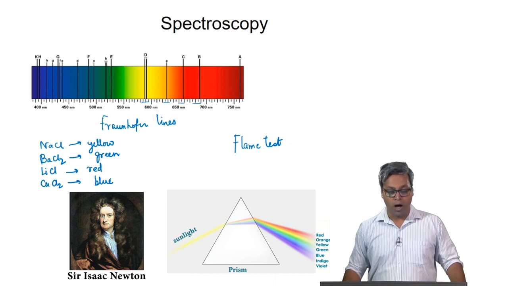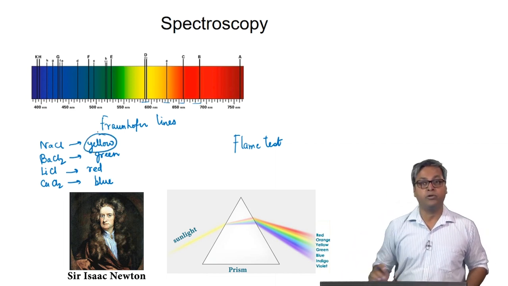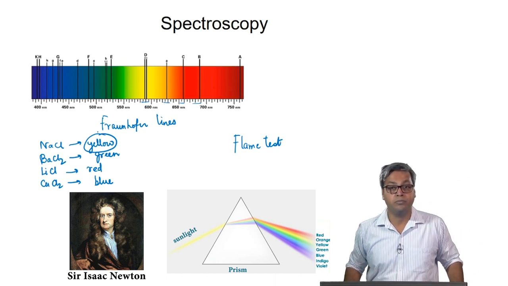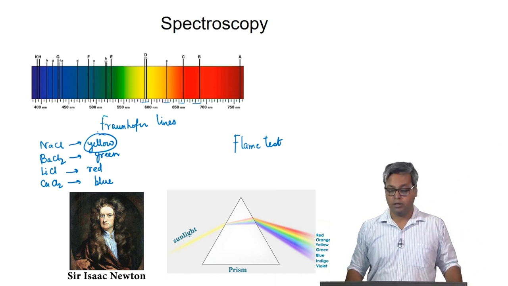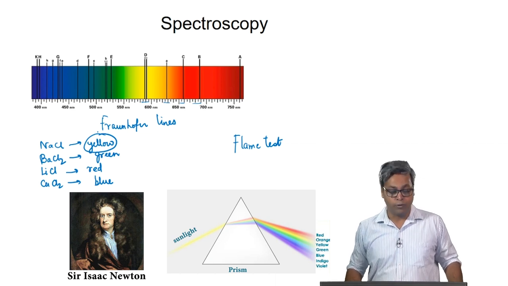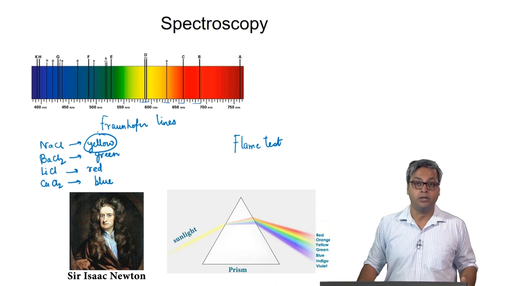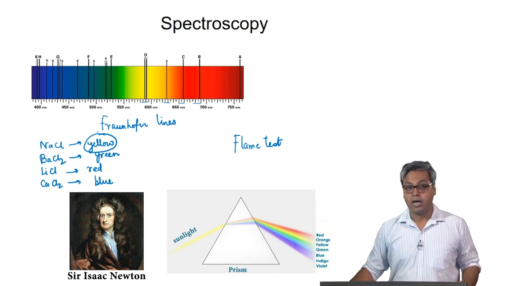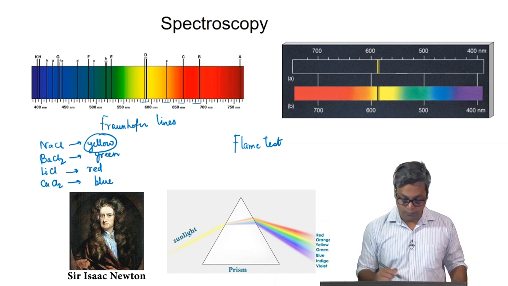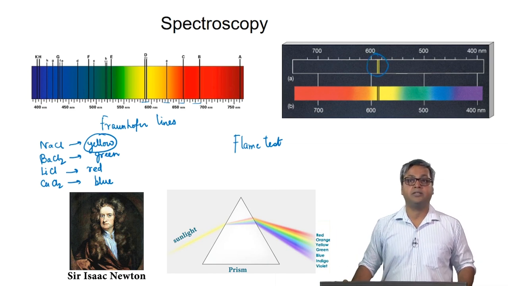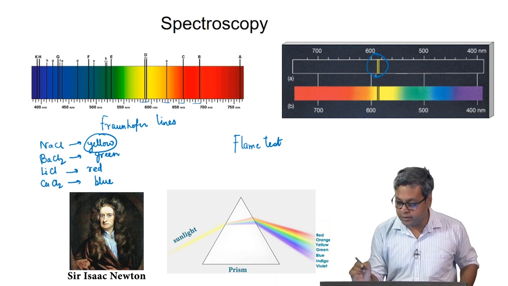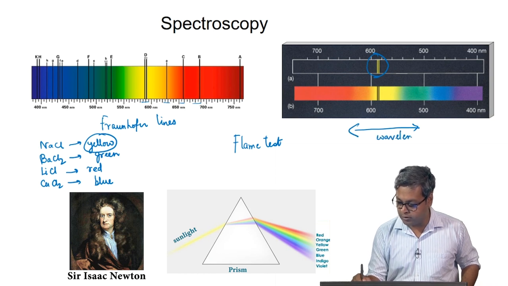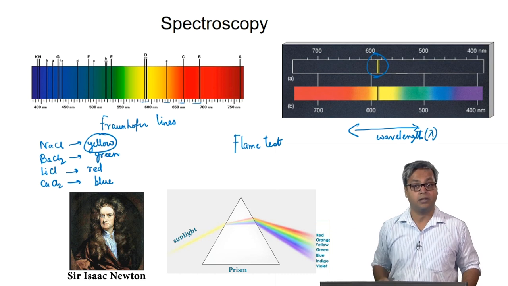Now, if we pass this yellow light that we get from sodium chloride through a glass prism, like Newton did when he passed the sunlight through a glass prism, we will get a sodium spectrum. And the sodium spectrum consists of two closely spaced lines of different wavelengths. So, here on the x-axis, we are plotting wavelengths. Actually, the wavelength is increasing to the left side here.